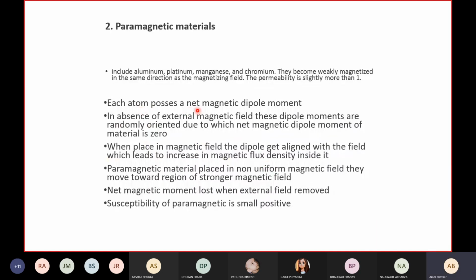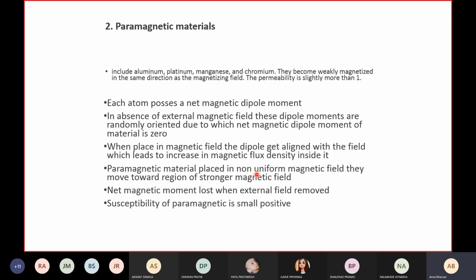Each atom possesses a net magnetic dipole moment. In the absence of an external magnetic field, these dipole moments are randomly oriented, due to which the net magnetic dipole moment of the material becomes zero. So at first they are randomly oriented, that's why the moment is zero. When placed in an external field, what happens? Dipoles align with the field, which leads to an increase in magnetic flux density. So magnetic flux density increases as soon as you apply some external magnetic field to this material.